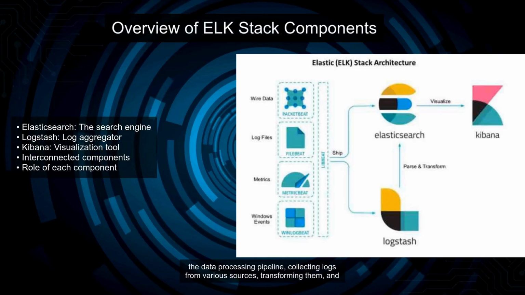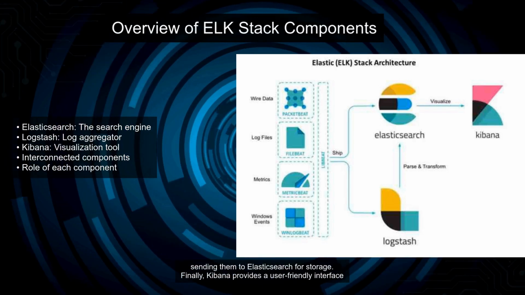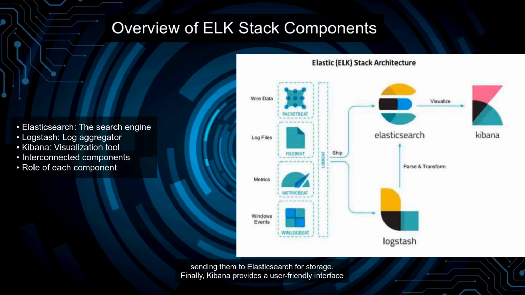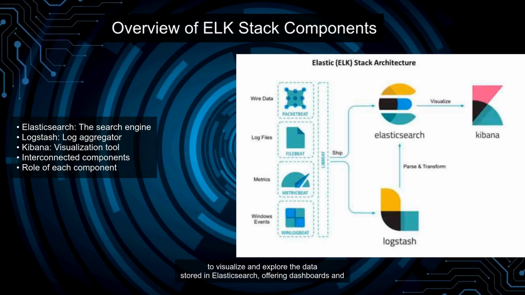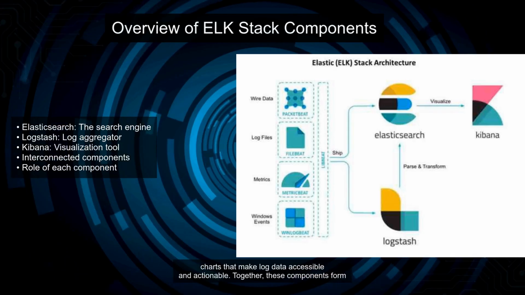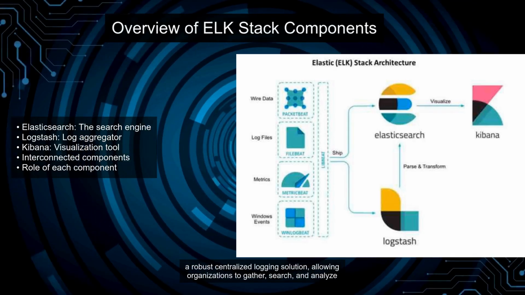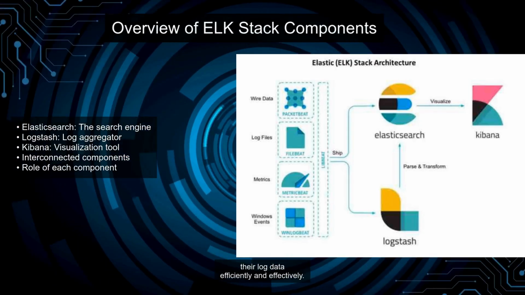Logstash acts as the data processing pipeline, collecting logs from various sources, transforming them, and sending them to Elasticsearch for storage. Finally, Kibana provides a user-friendly interface to visualize and explore the data stored in Elasticsearch, offering dashboards and charts that make log data accessible and actionable. Together, these components form a robust centralized logging solution, allowing organizations to gather, search, and analyze their log data efficiently and effectively.